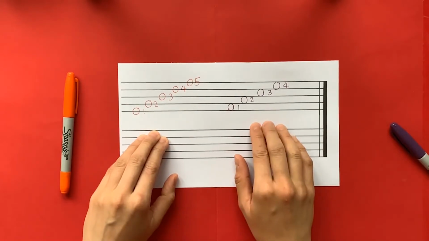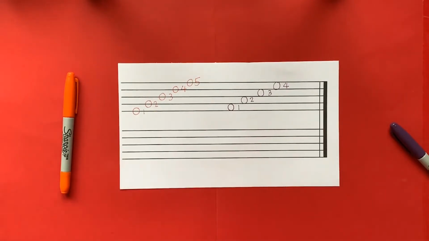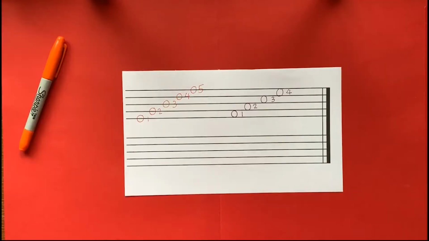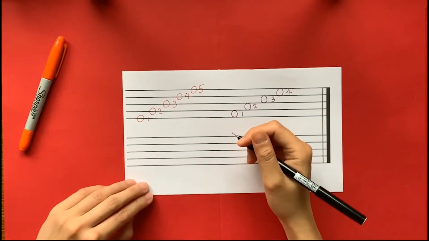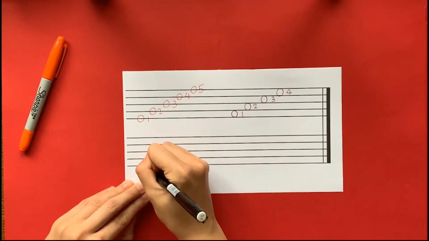This is where it becomes interesting. When we read the notes on the stave, it's like walking up the stairs. We walk up step by step. We don't jump from the first step to the 5th step in one go. So let's begin with the first line note.